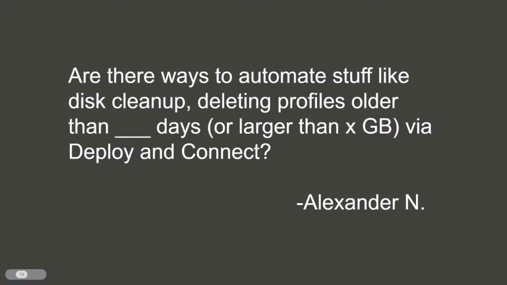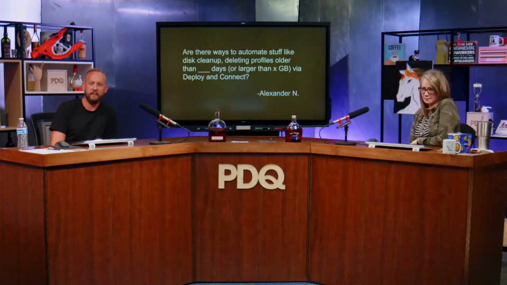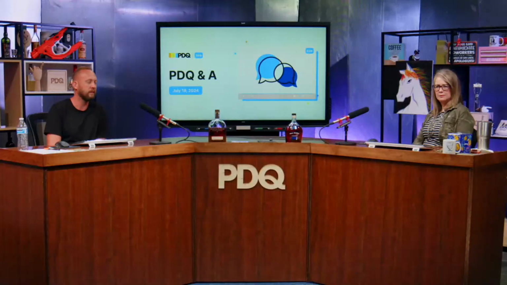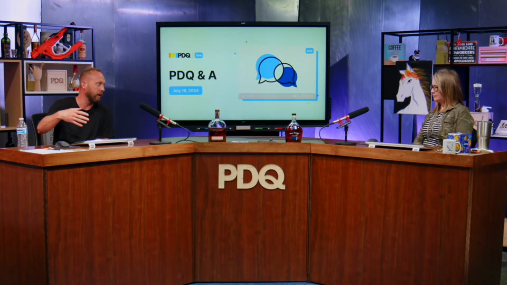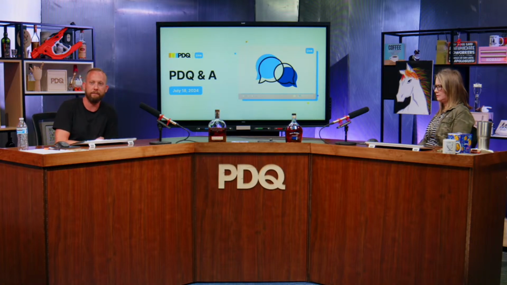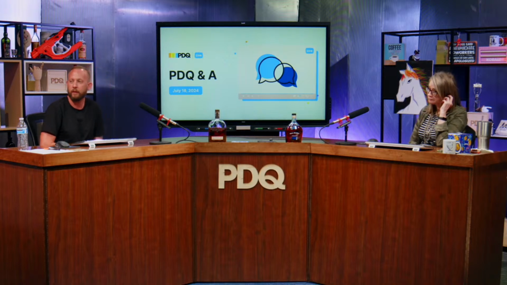Are there ways to automate stuff like disk cleanup, deleting profiles older than X days or larger than X gig via Deploy and Connect? Alexander N. Yes, you're not going to like my answer. Write a PowerShell script that does it, and then tie it to a schedule. That's a great answer. Because you can't click through it. You gotta write the script. But yeah, write the script to do it, and then use the deployment and automation engine behind it. Alex, I think you know some people that can probably help you out.